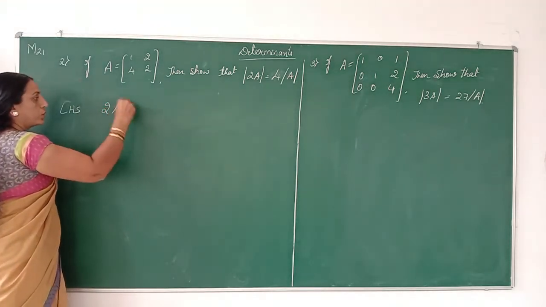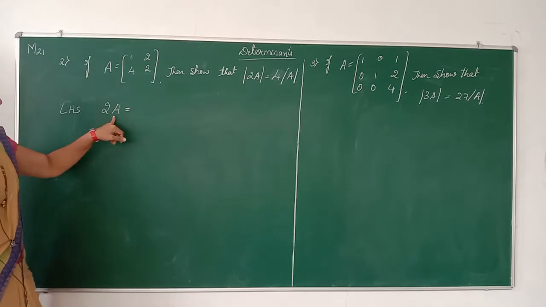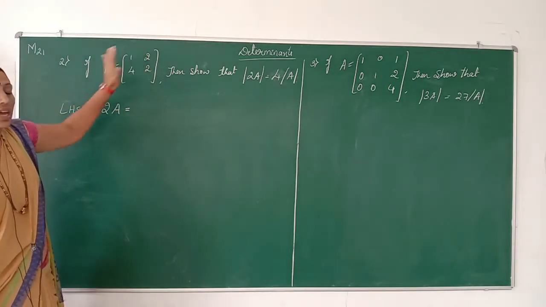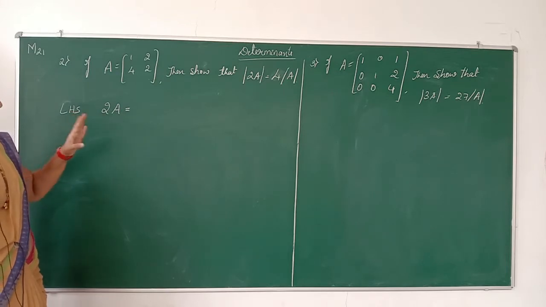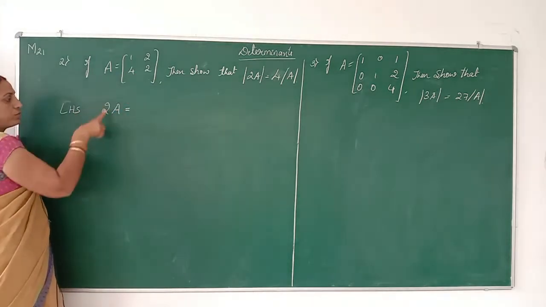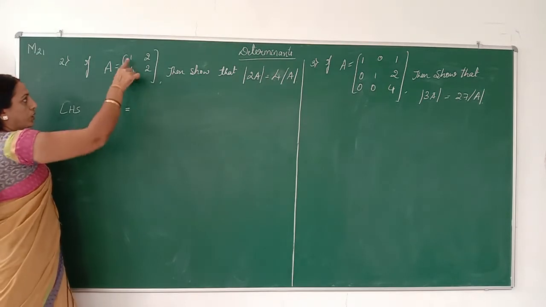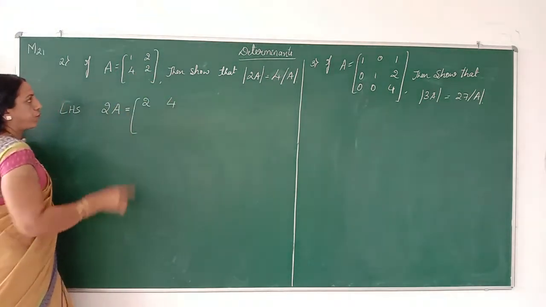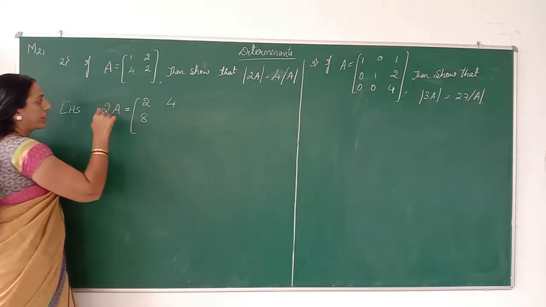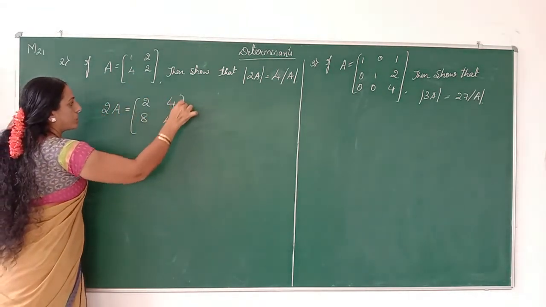Therefore, first we will find 2A. 2A means all the elements of A are multiplied by 2, that is called scalar multiplication of a matrix. So all the elements of the matrix are multiplied by 2. That is 2 into 1 is 2, 2 into 2 is 4, 4 into 2 is 8, again 2 into 2 is 4.